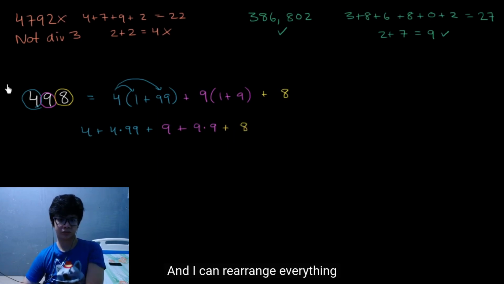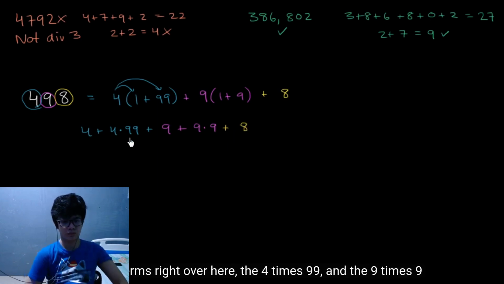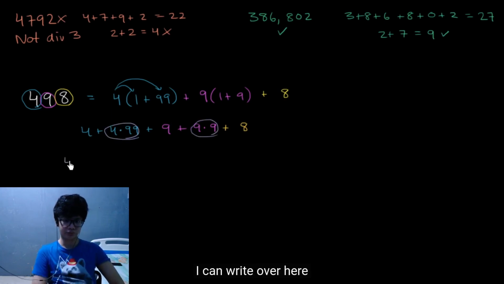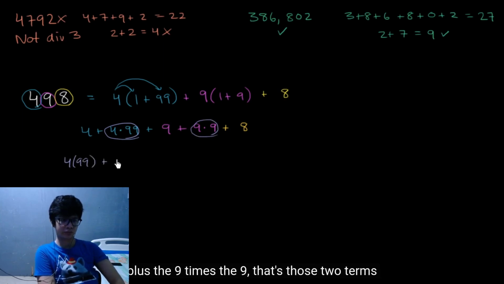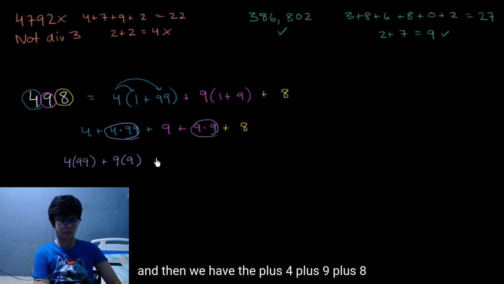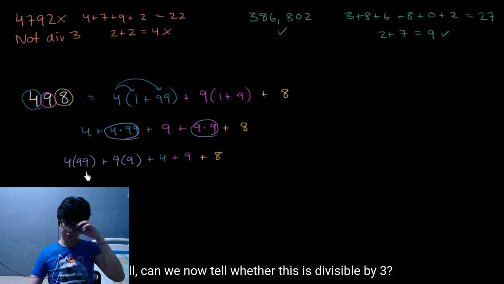And I can rearrange everything. These terms right over here, the 4 times 99 and then the 9 times 9, I can write over here 4 times 99, with slightly different notation, plus the 9 times the 9. That's those two terms. And then we have the plus 4, plus 9, plus 8. Well, can we now tell whether this is divisible by 3?